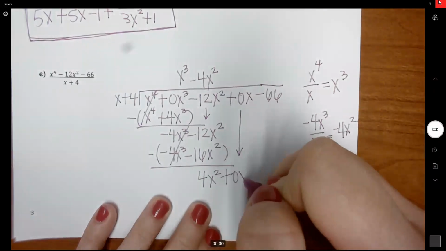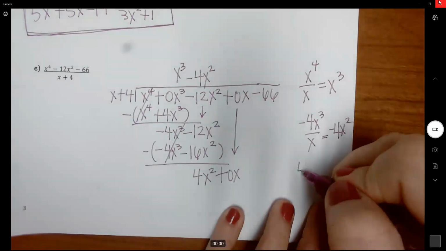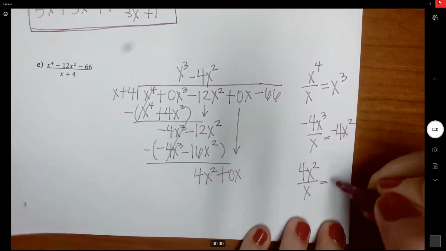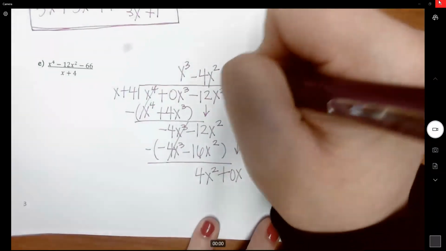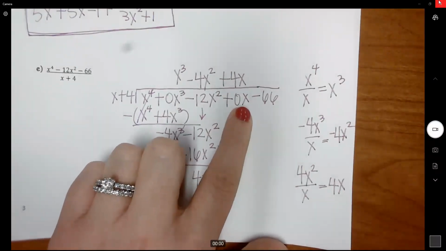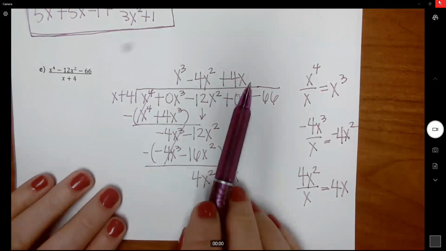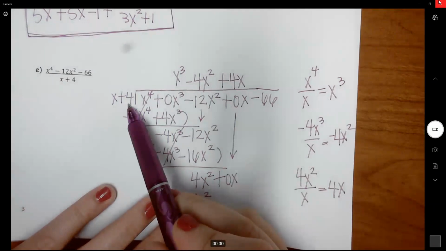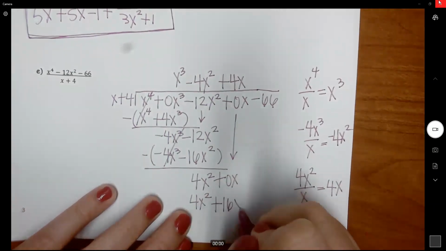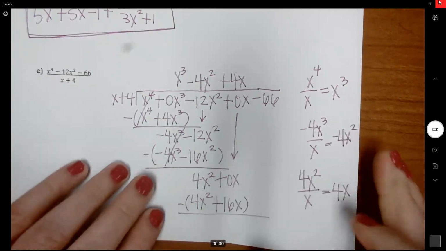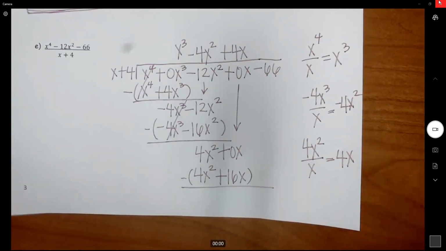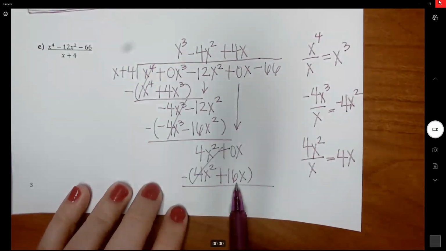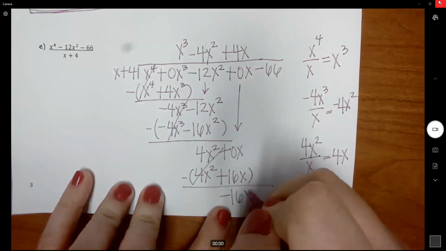Bring down the next one. Repeat. 4x squared divided by x gives me 4x. Goes above my x. Distribute. 4x times x is 4x squared, which is below my x squareds. And 4x times 4 is 16x, which is below my x. We're going to subtract that whole thing. 4 minus 4 is 0. 0 minus 16 is a negative 16x. Be careful there.